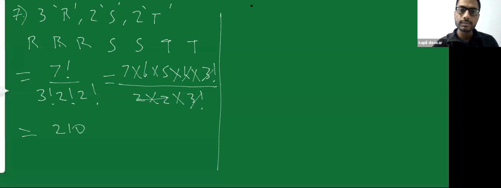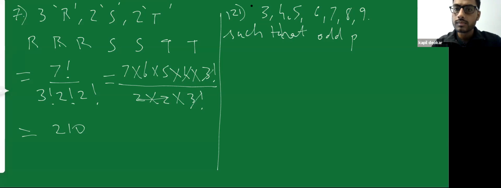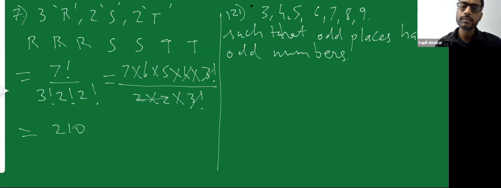Now let's see next question from your textbooks. You have to arrange these numbers 3, 4, 5, 6, 7, 8, 9 such that odd places have odd numbers, or you can say that the odd numbers should be placed in odd places.